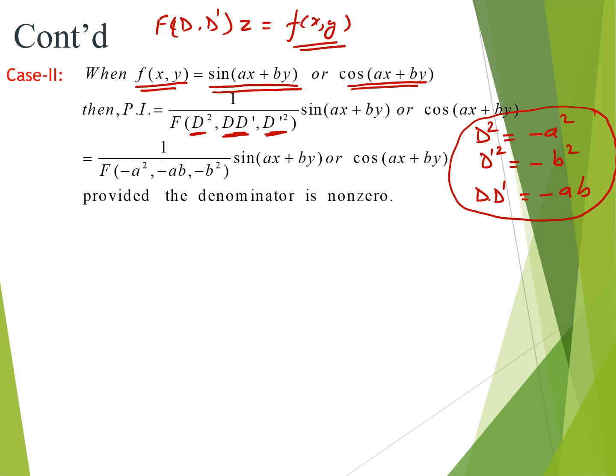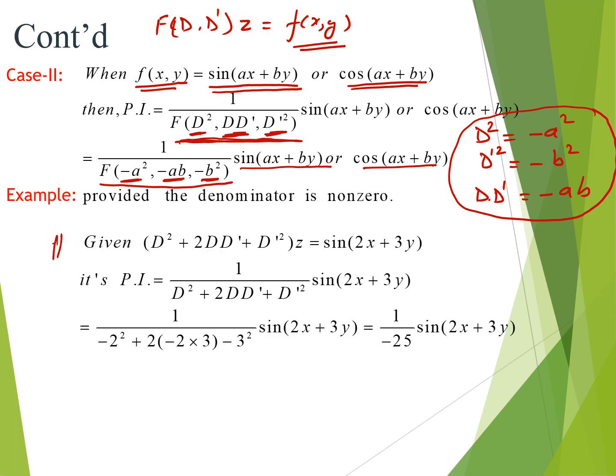If it is 0, then the denominator will be differentiated with respect to capital D, and the solution is according to the function: D square is replaced by minus of a square, D into D dash is replaced by minus of ab, D dash square is replaced by minus of b square, for sine(ax plus by) or if the function is cos(ax plus by).